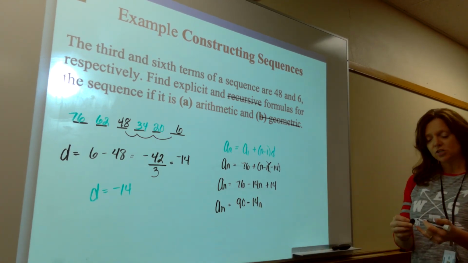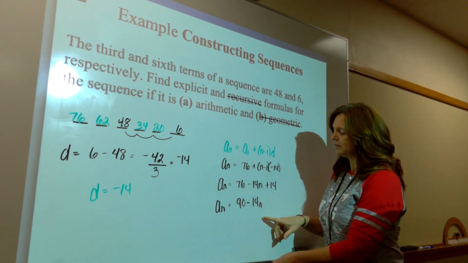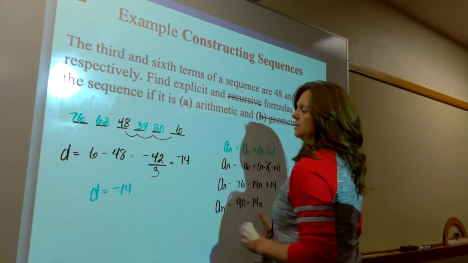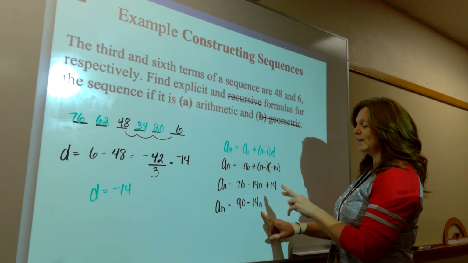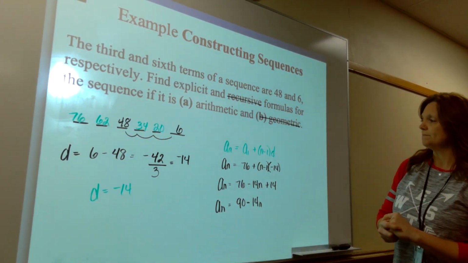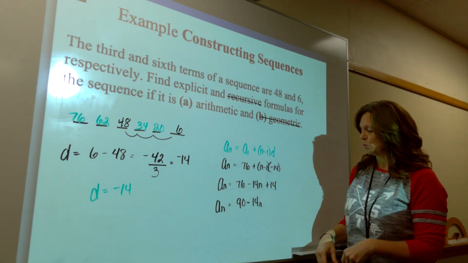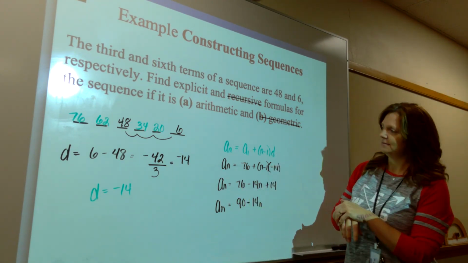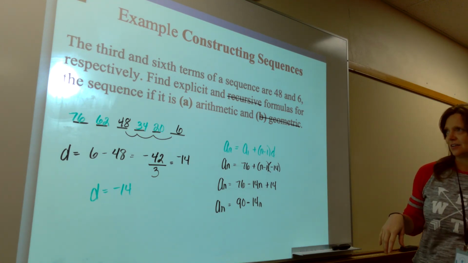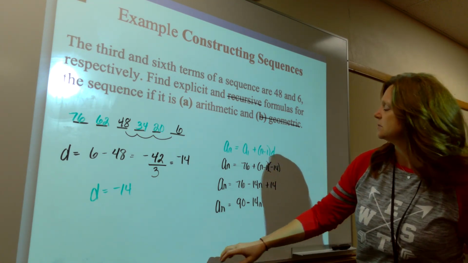Then if you ever want to check to see if your rule is right, just put in a 1 for n and see if it gives you 76. Put in a 3 for n and see if it gives you 48. Now you can try your rules once you get them figured out and see if they actually do work. Okay, so that's the last type of question that you're going to have from this section on the quiz.